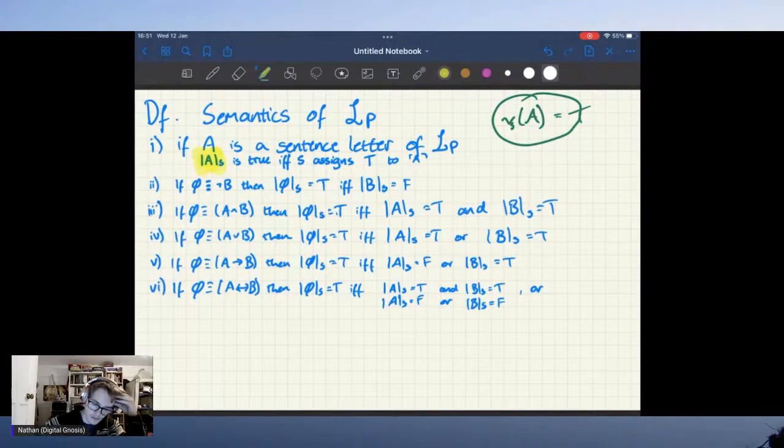Now, our next definition, our second one: if phi, that's our stand-in for talking about a well-formed formula, is not B, then what we assign phi is true if and only if B is interpreted as false. So that's our definition of negation right there. Then we have our definition of conjunction. So if phi is A and B, then phi, that's our whole formula, is true if and only if A is true and B is true. So both parts have to be true.